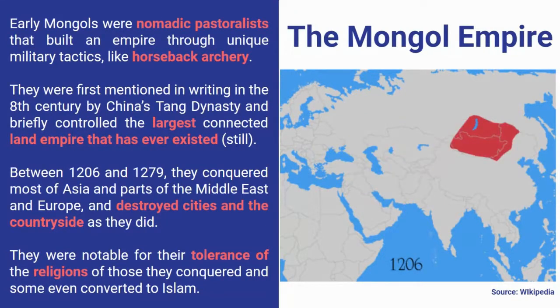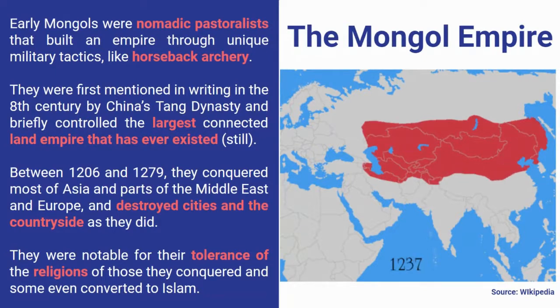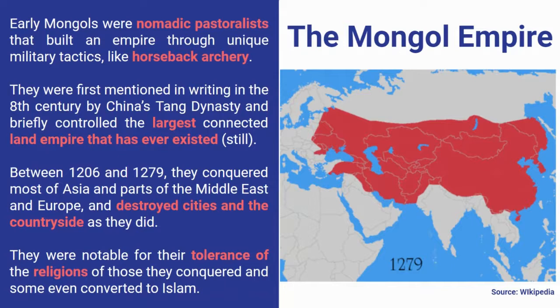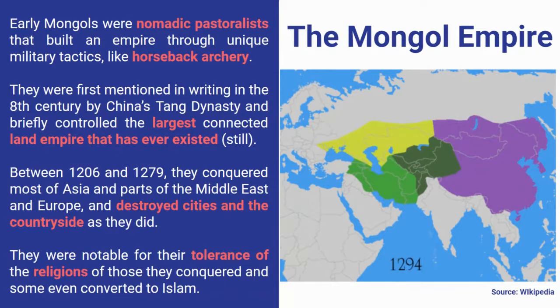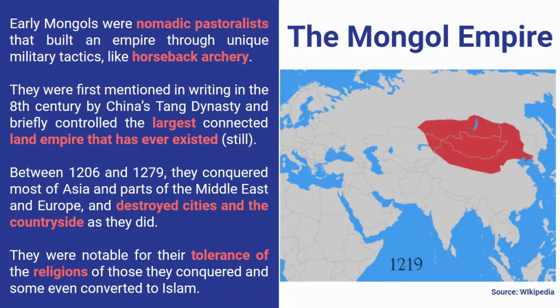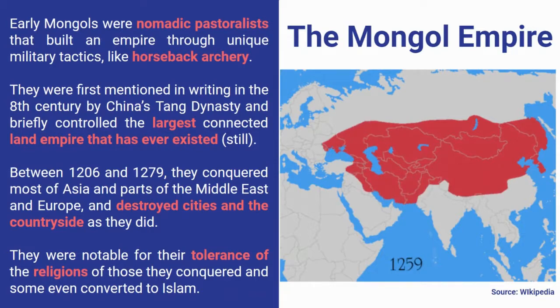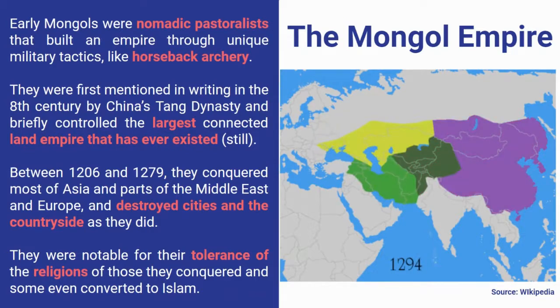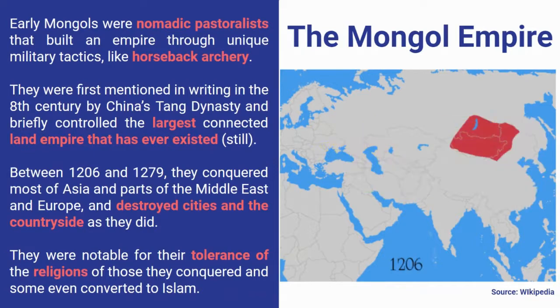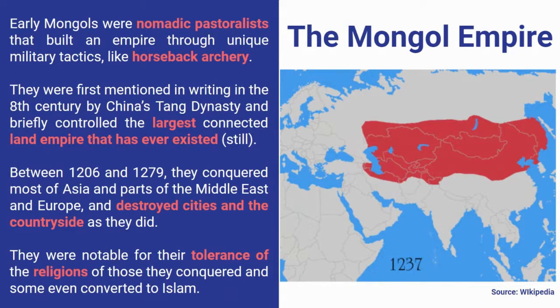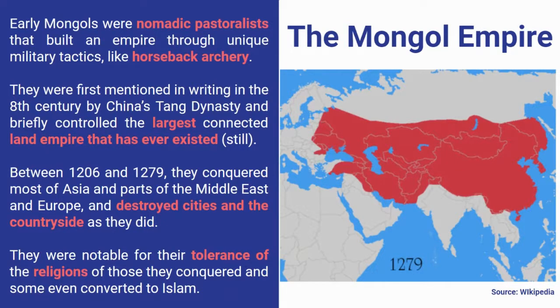But they end up building an empire through a few different means, but one that you need to understand is their horseback archery. Okay, they were excellent at fighting on horseback, and that made them a type of adversary that most of Europe had not seen before. They're first mentioned in the 8th century by China's Tang Dynasty, and like I said, for a brief moment, they controlled most of the known world at that time, known by Afro-Eurasians.